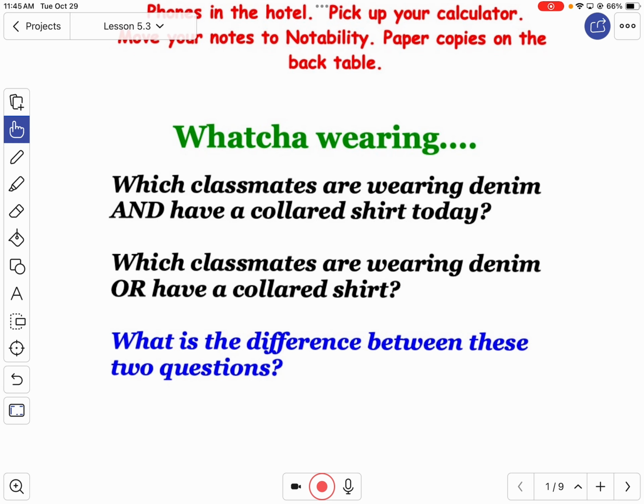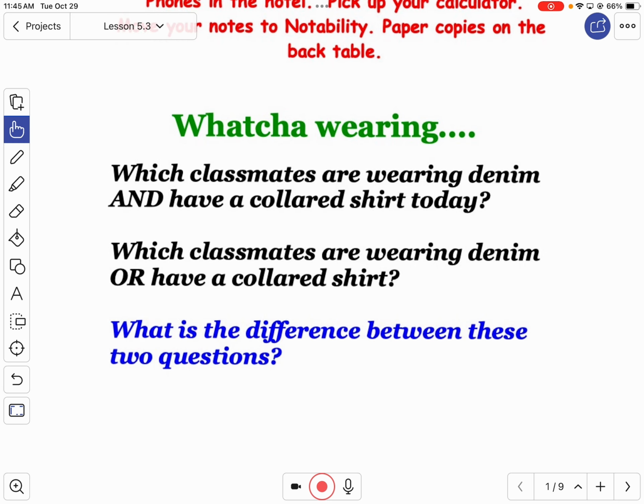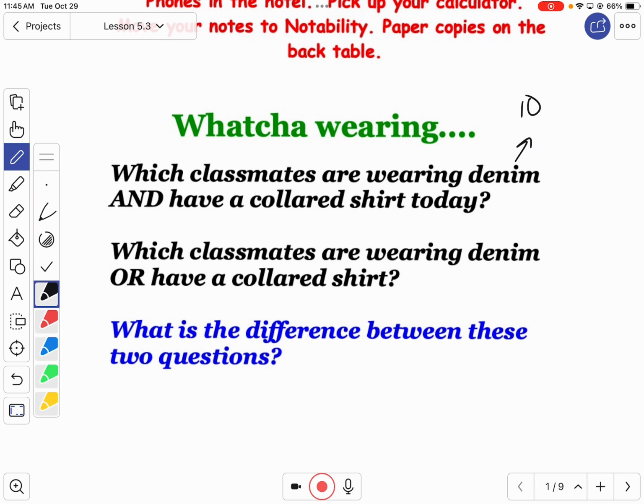1, 2, 3, 4, 5, 6, 7, 8, 9, 10. Yeah, so about 10 of us are wearing jeans. Okay, helps if you got a pencil there, Miss Moore. Okay, and then anybody got on a collared shirt today, a shirt with a collar on it? You got one, don't you? Yeah. All right, so we got one. Okay.